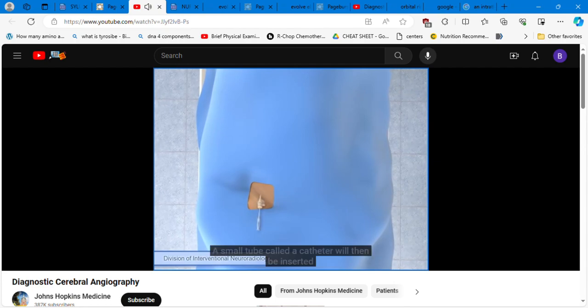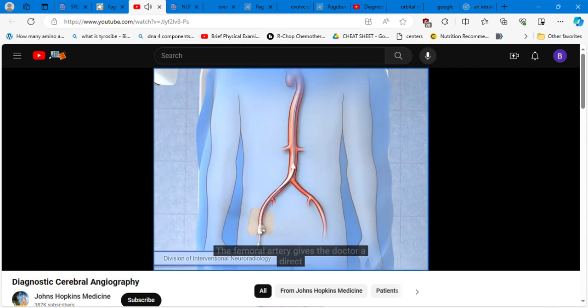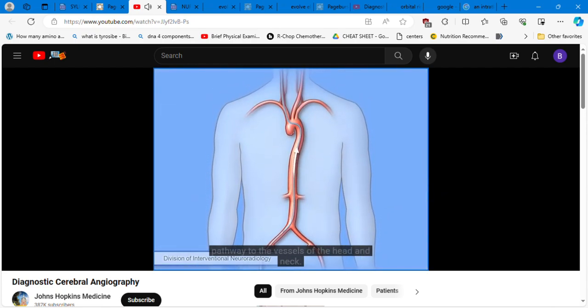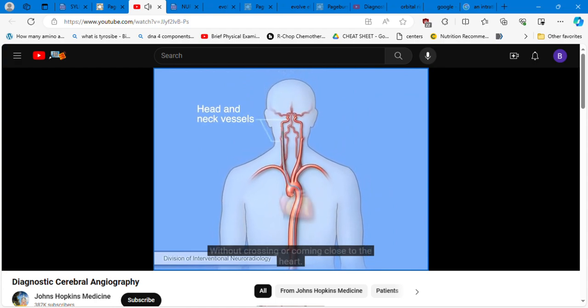A small tube called a catheter will then be inserted into an artery in your leg called the femoral artery. You may feel some pressure as the catheter is being placed. The femoral artery gives the doctor a direct pathway to the vessels of the head and neck without crossing or coming close to the heart.